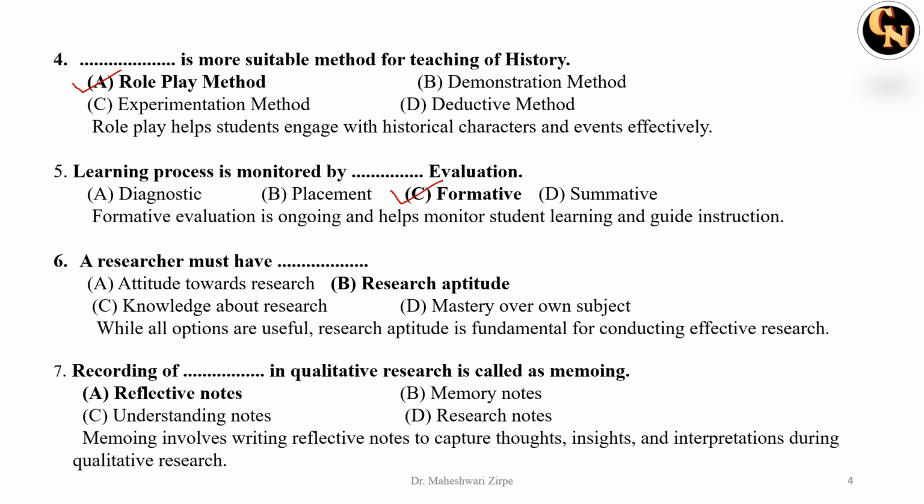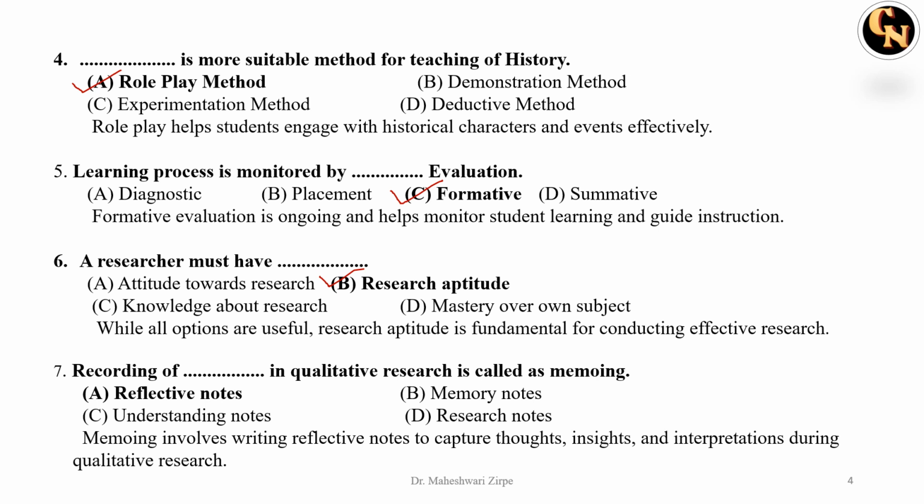Formative evaluation is ongoing and helps monitoring the students' learning and guide them in the instructions. Then the sixth one is a researcher must have dash. Obviously the researcher should have a research aptitude. So even though other things are also correct, the most apt is research aptitude.